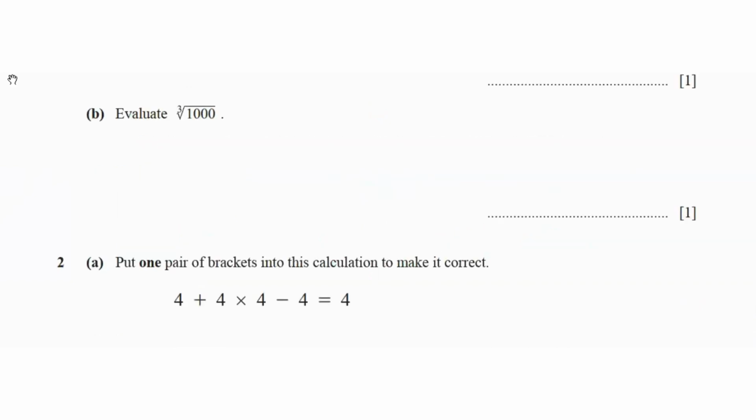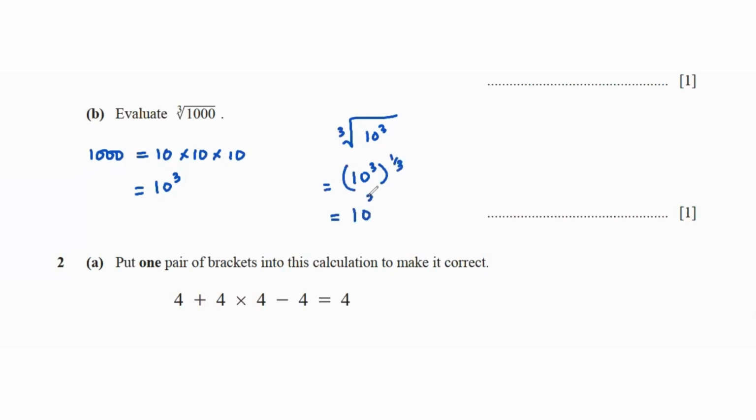Work out the cube root of 1,000. 1,000 is basically 10 times 10 times 10, which is 10 to the power of 3. So if we rewrite 1,000 as 10 cubed in the cube root, that's basically 10 to the power of 3, whole power 1 over 3. Multiply the powers, 3 times 1 over 3, and that is 10 to the power of 1, which is equal to 10.